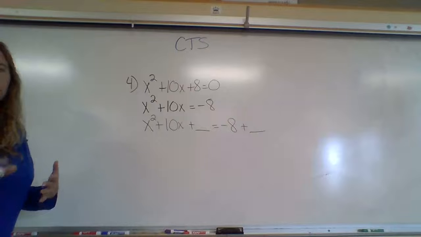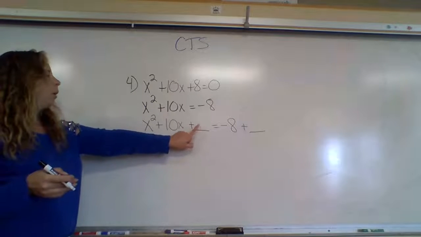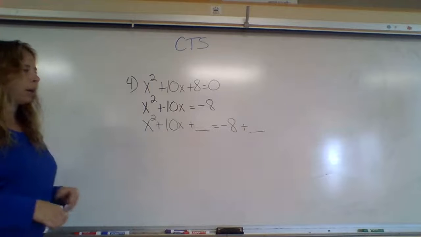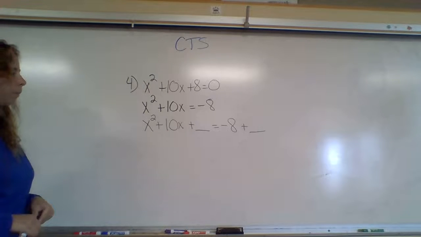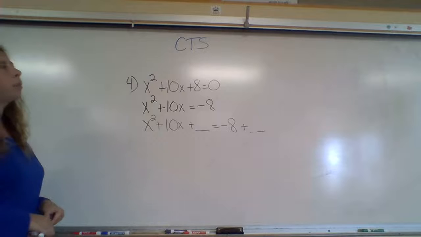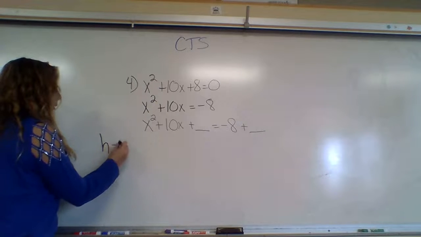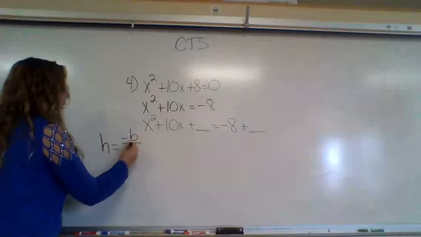Look back at the formula that we used on number 3 to complete the square. What number do you get here by completing the square? Pause me, please, and try it by yourself. Remember, our formula is h equals negative b over 2a.